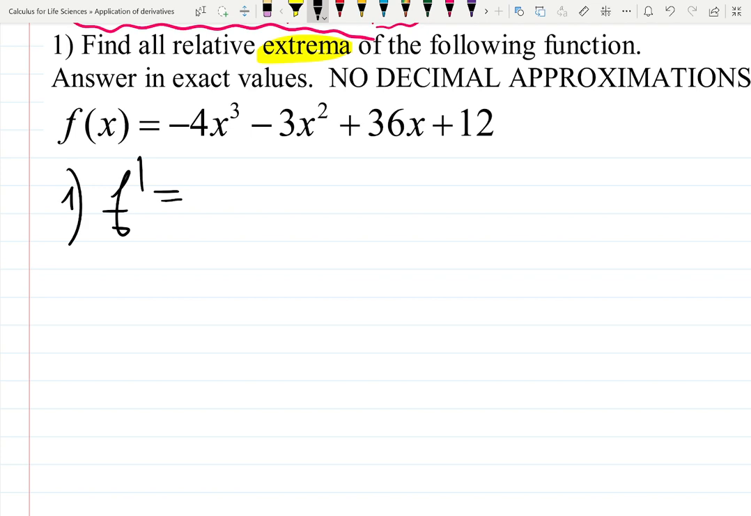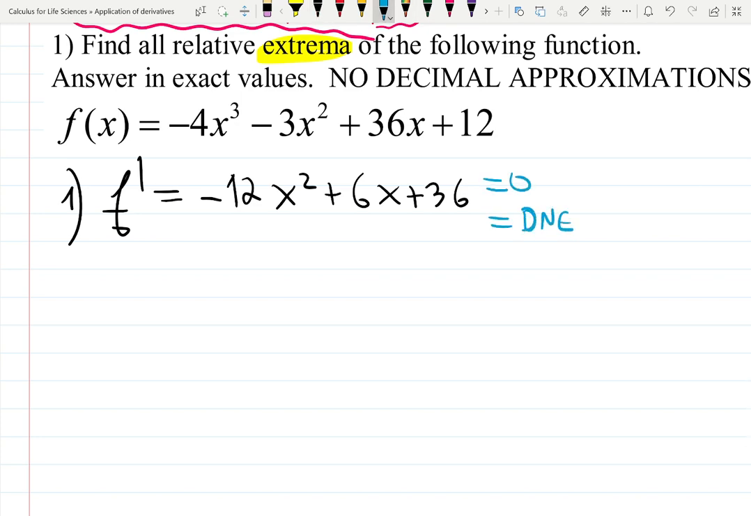And that's why we always push students to be very good at finding derivatives of the function. Minus 12x squared plus 6x plus 36. That's the most important step. If you mess this one up, kind of everything will be wrong. Then you set it equal to 0 and DNE. You find zeros and DNE points. Both will give you potential maximum or minimum. Because remember, if there is a hill, this is where the derivative is 0. Or if there is a cusp, this is where the derivative is DNE.